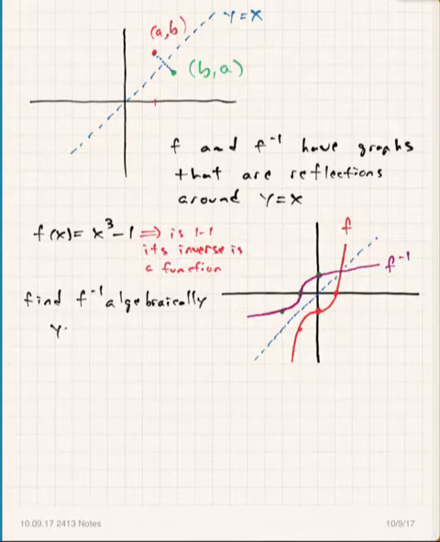So if we find f inverse algebraically, what we do is we switch x and y values, because that's what inverses do. So this would become x equals y cubed minus 1. So we switch x and y.